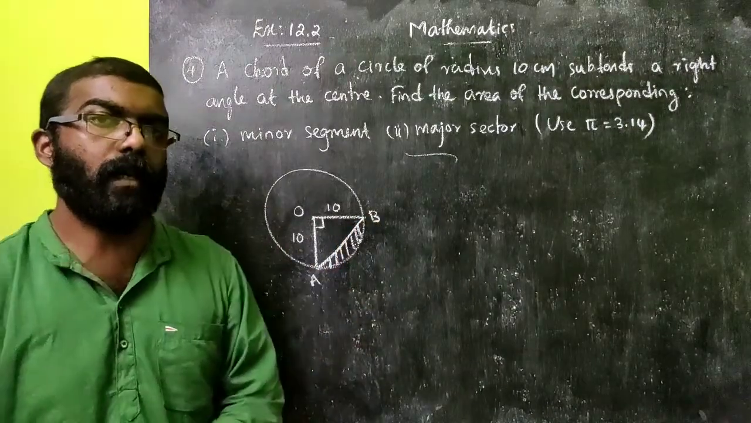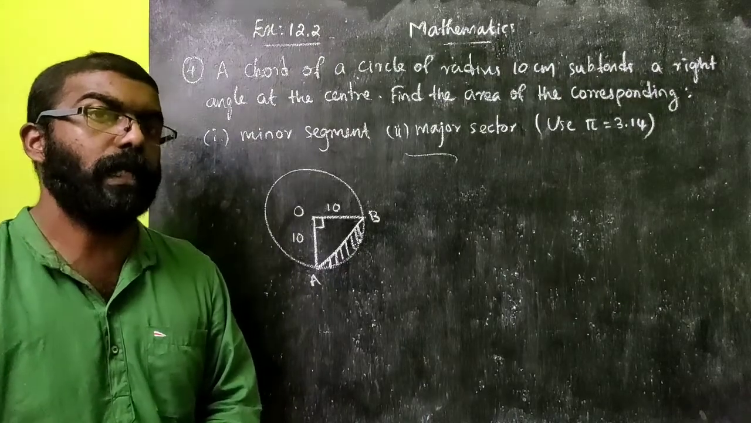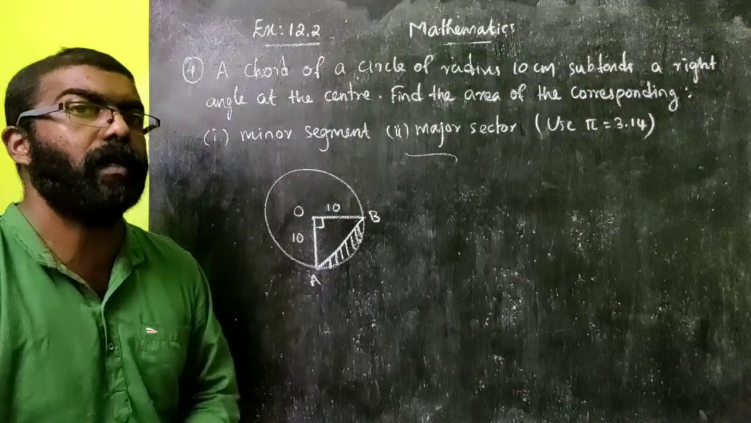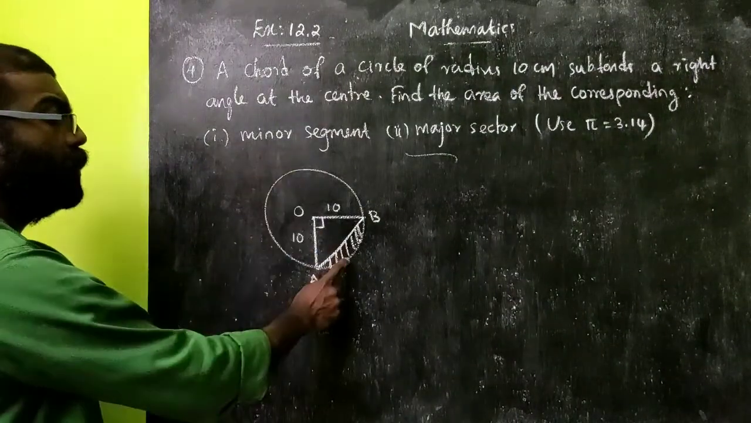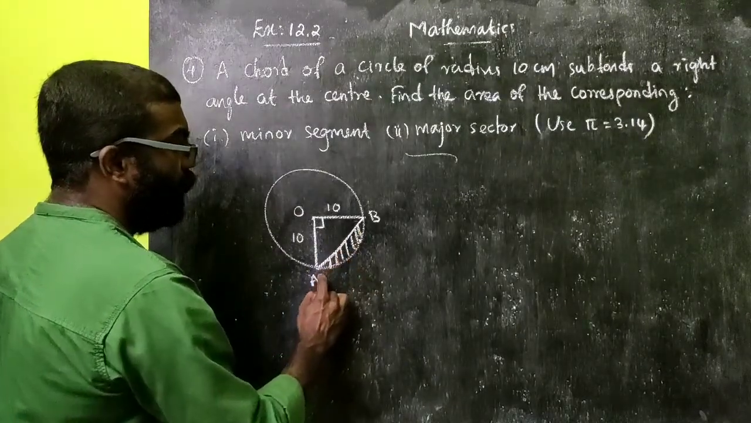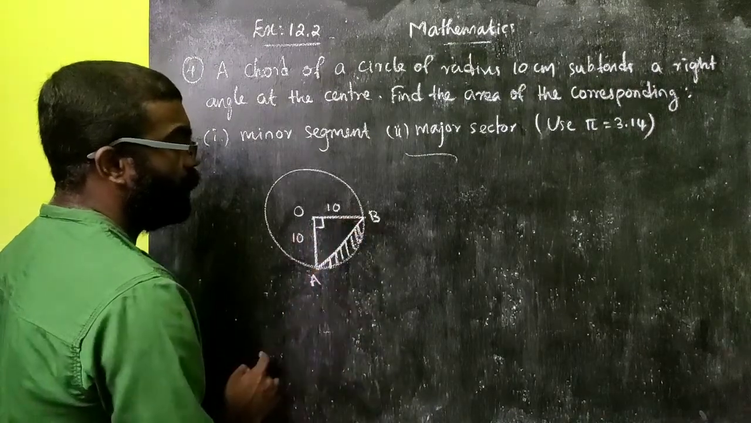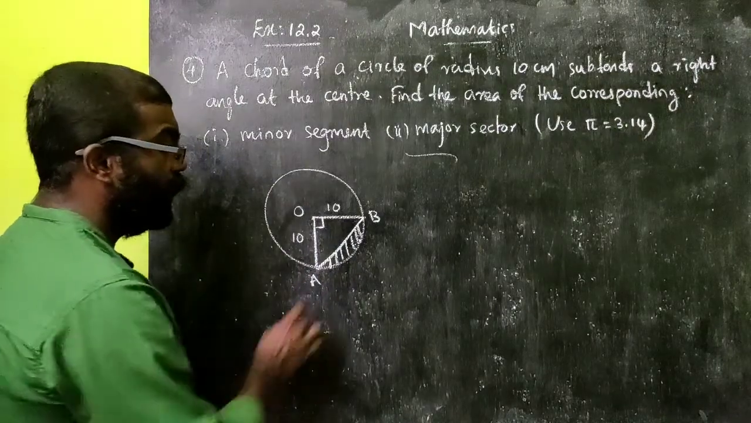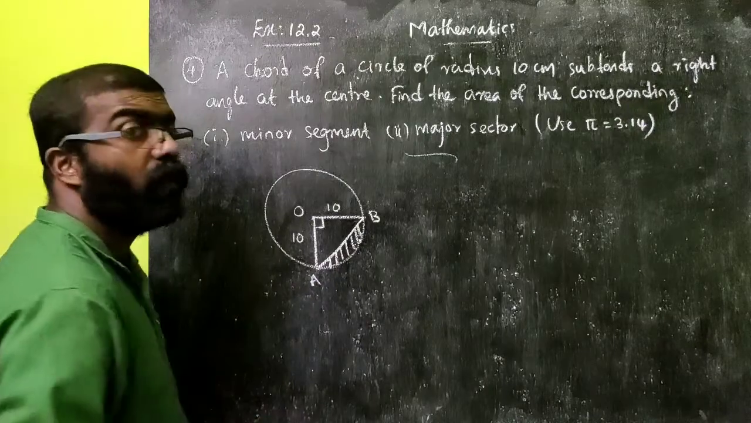A chord of a circle divides the circle into two parts. Each part is known as a segment. The smaller one is known as the minor segment and the larger part is known as the major segment. Here the first one is the minor segment, this part. So in order to find the area of this minor segment, we have to find the area of the sector OAB and subtract the area of the triangle from this. Area of sector minus area of triangle, we will get the area of what?